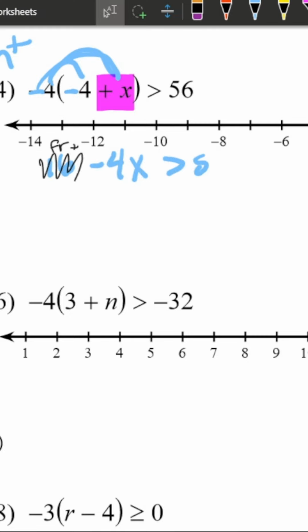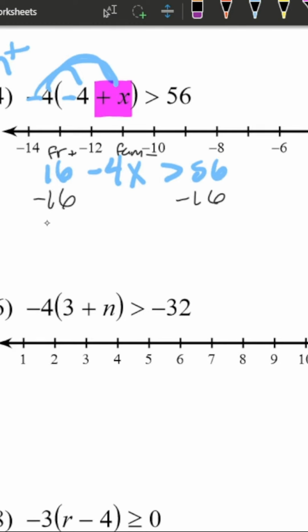Now, let's look at that right there. -4x. What is the sign in front of it? Negative. Let's get rid of the friend. The friend is adding, so I have to subtract. And what I do to one side, I do to the other side. This cancels the friend out. 56 minus 16 is just 40.